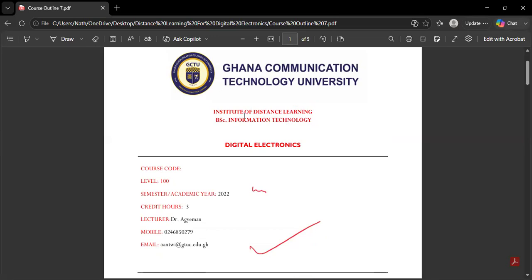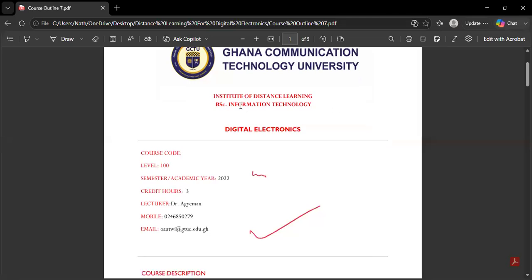Here we can see the Ghana Communication Technology University badge, then the Institute of Distance Learning. So you guys are the distance learning people, for the BSc Information Technology. I know you guys are DIT, right? Yes, sir. So basically it's the same thing. DIT and BSc are using the same course outline, the same teaching method and all these things, so it still applies to you guys.